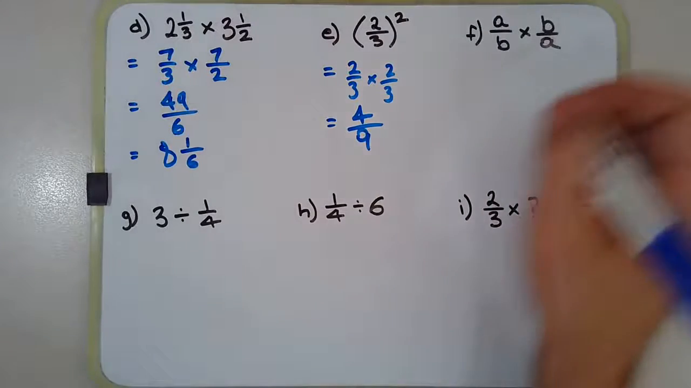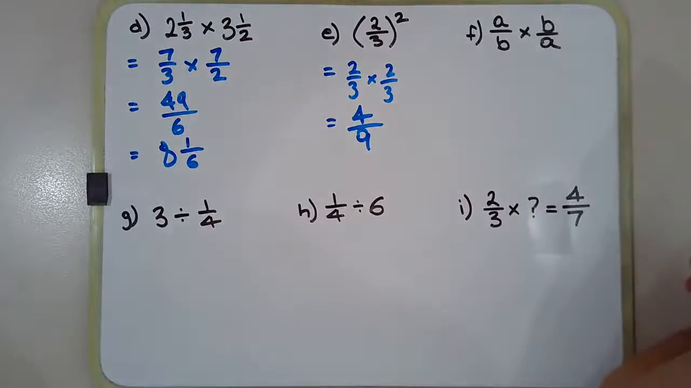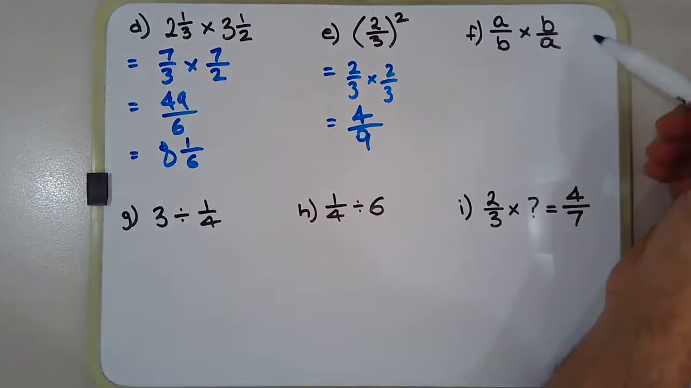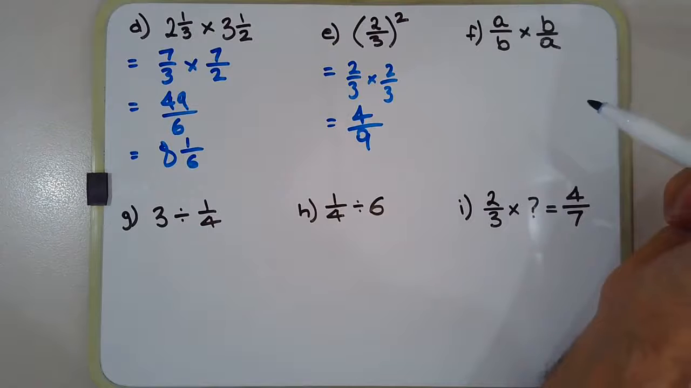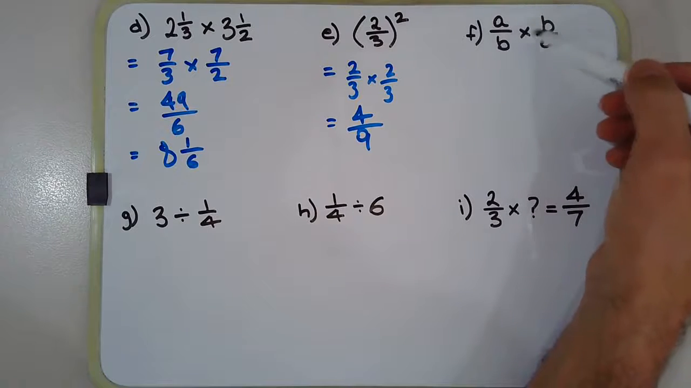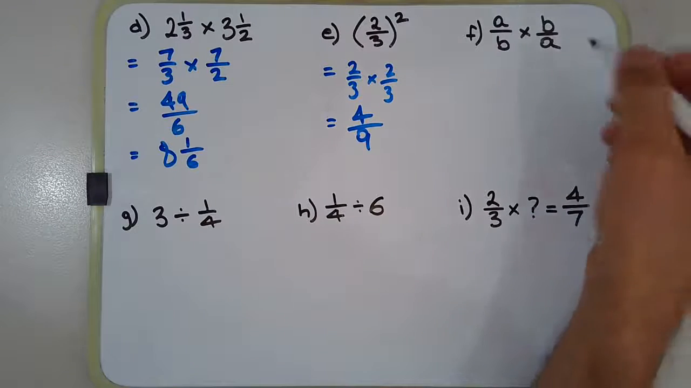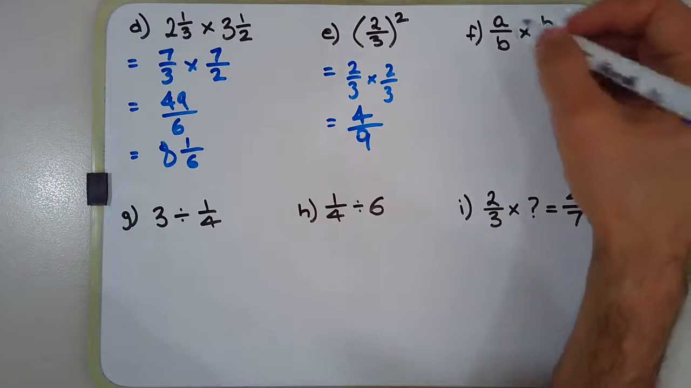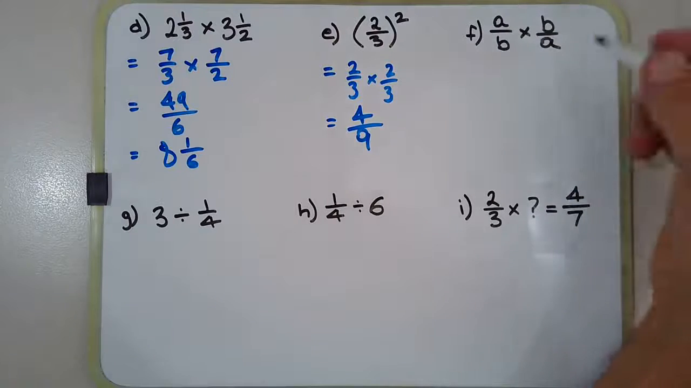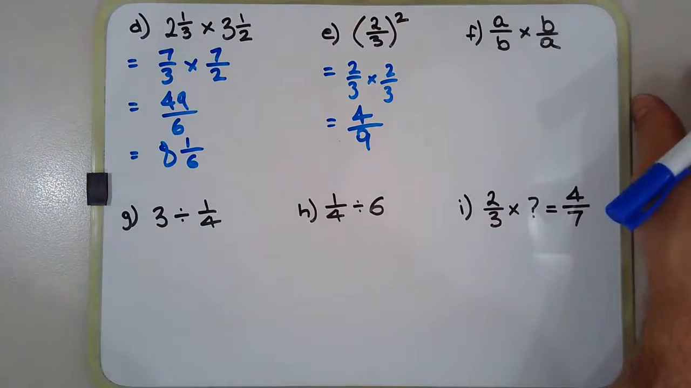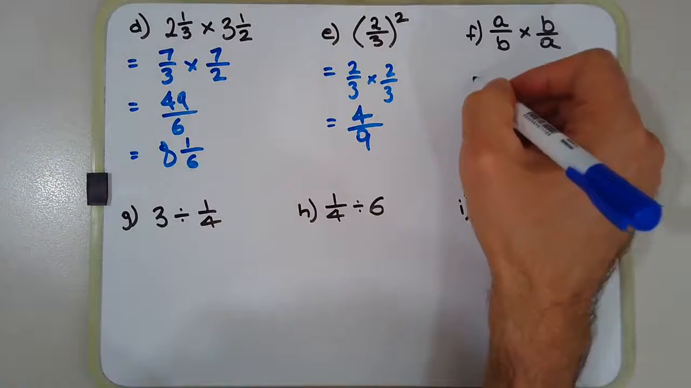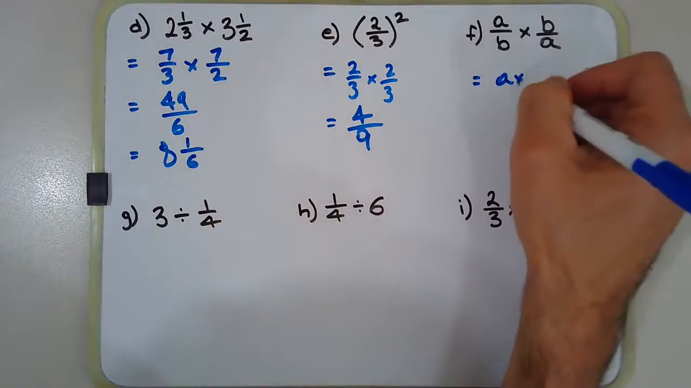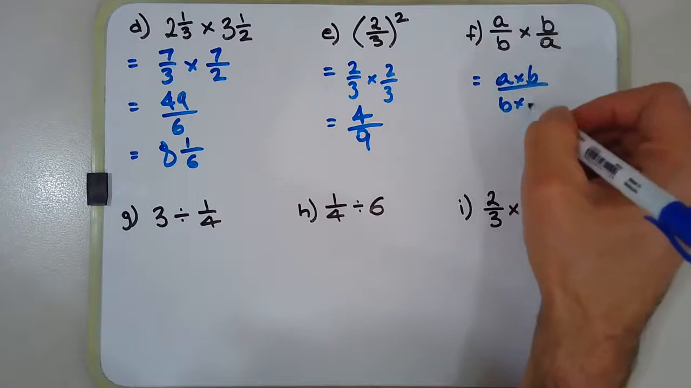What about part F? Now, part F involves what appears to be algebra and two very interesting fractions. In fact, they look the same, just one's an inverted version of the other. So A over B times B over A. Now, we have to be careful here. A can't equal 0 and B can't equal 0. We haven't looked at division by 0 in any great detail, but let's just assume that they're not zeros, okay, or some funny things will happen. Let's multiply across and see what happens. Okay, we got A times B over B times A.